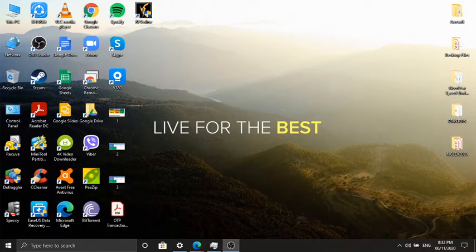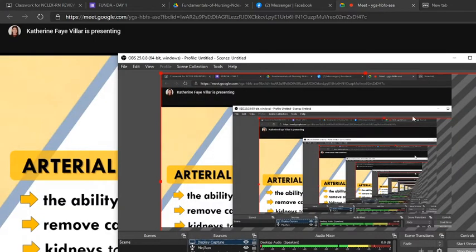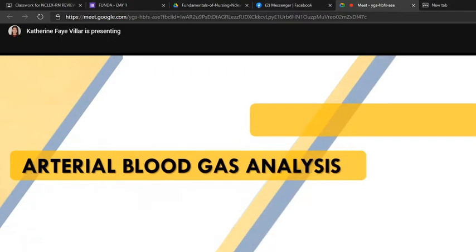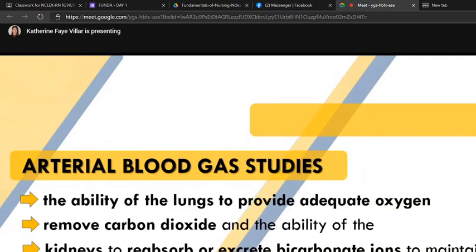ABG studies pertain to the ability of the lungs to provide adequate oxygen and, of course, to remove carbon dioxide, and the ability of the kidneys to reabsorb or excrete bicarbonate ions to maintain a normal body pH. Always remember also that these ABG studies usually aid in assessing the ability of the lungs to provide adequate oxygenation. And ABG samples can be analyzed for oxygen content and saturation and for bicarbonate values.